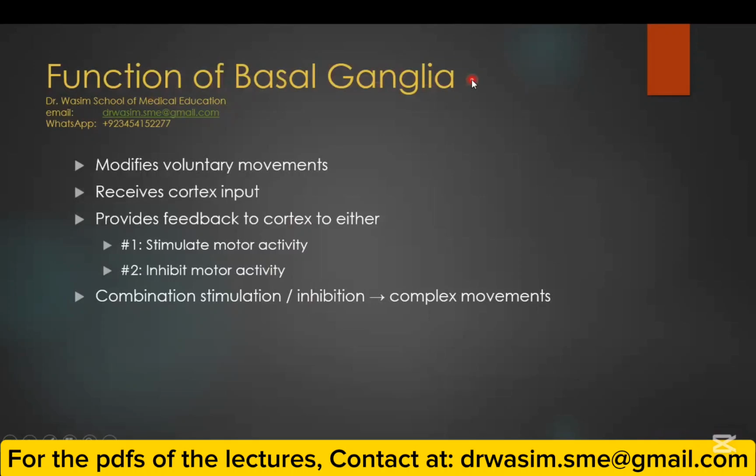So what is the function of the basal ganglia? The basal ganglia modifies voluntary movements. It receives cortex input and provides feedback to the cortex to either stimulate motor activity or inhibit motor activity. What is complex movement? It is the combination of stimulation and inhibition.